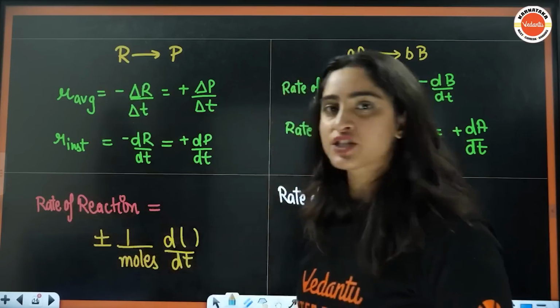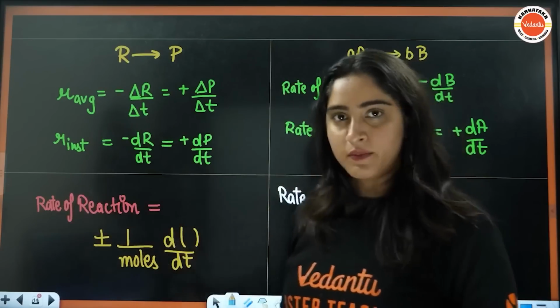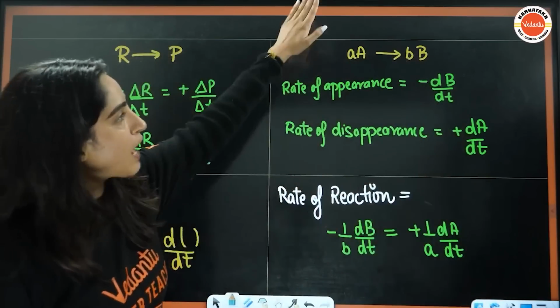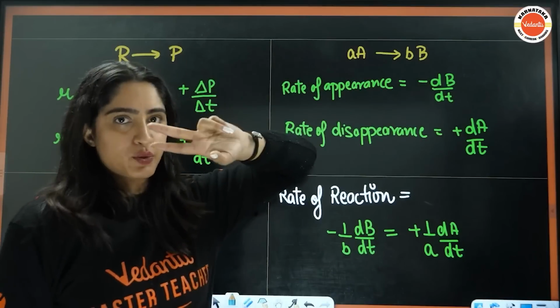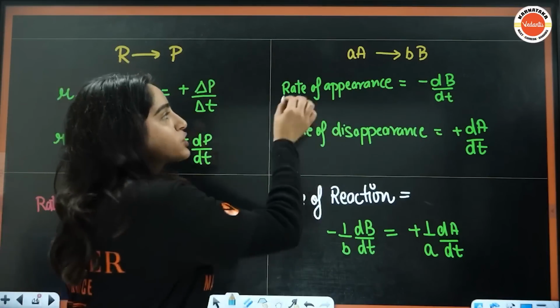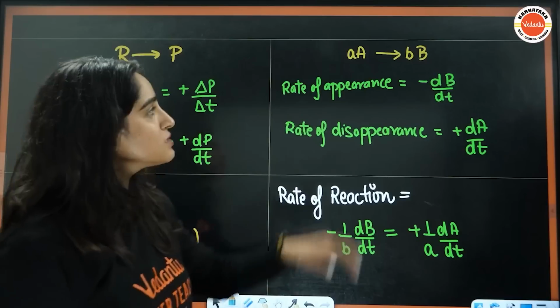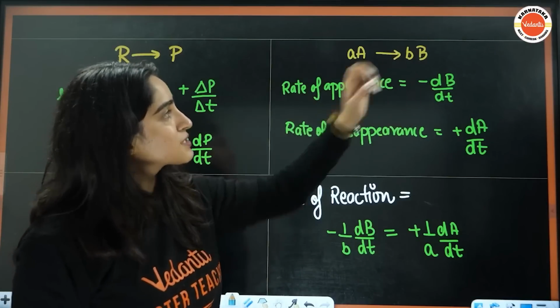What is the rate of reaction? Let me teach you this also. So if you have this particular reaction, there are 2 things. They will ask you 2-3 things. Firstly, they will ask you rate of appearance. Rate of appearance means that it is appearing. So this is appearing here.